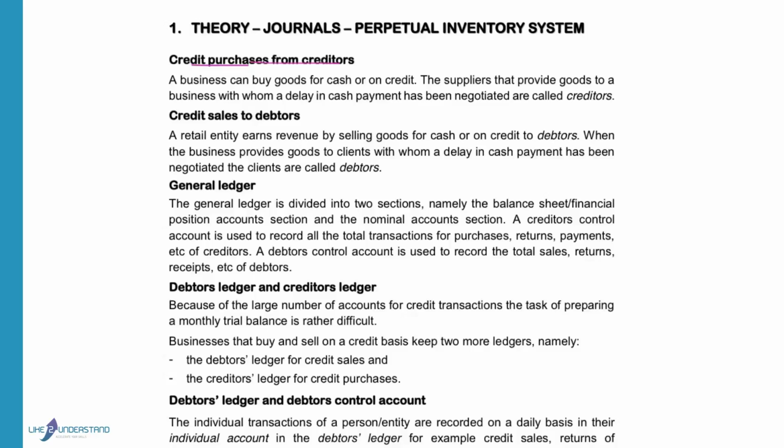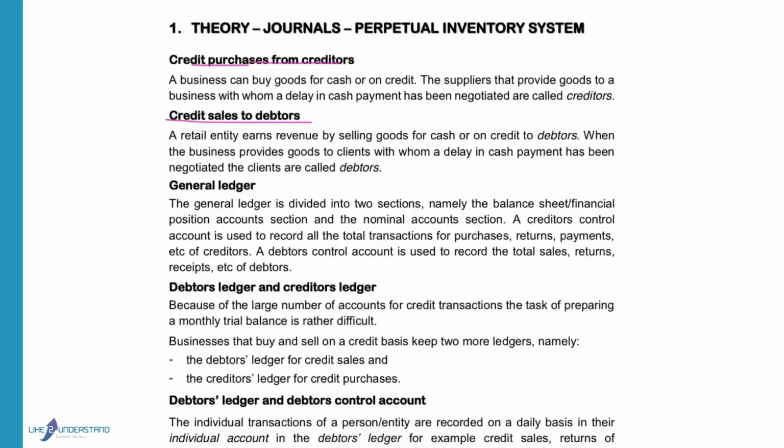If we sell goods to debtors, we actually sell the goods to them and they will pay us later, so we call them debtors. Because when we sell the goods on credit, we will issue an invoice and we will record this in the debtors journal.